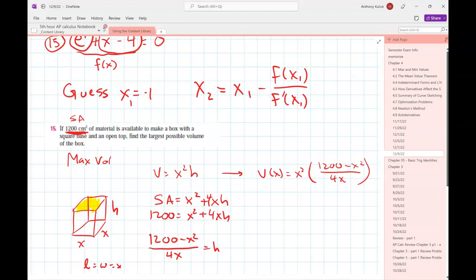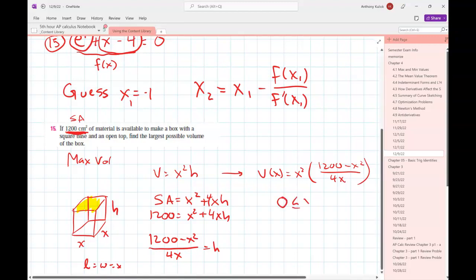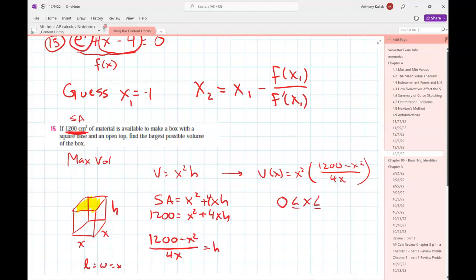Before we go on, we should talk about the domain for this function. So x is a length, so clearly x has to be at least 0. Can't have a negative value for x. That wouldn't make any sense. And a maximum value would be the square root of 1,200. Why? Any bigger than that, and I'm going to have a negative number as my volume, which is impossible also.